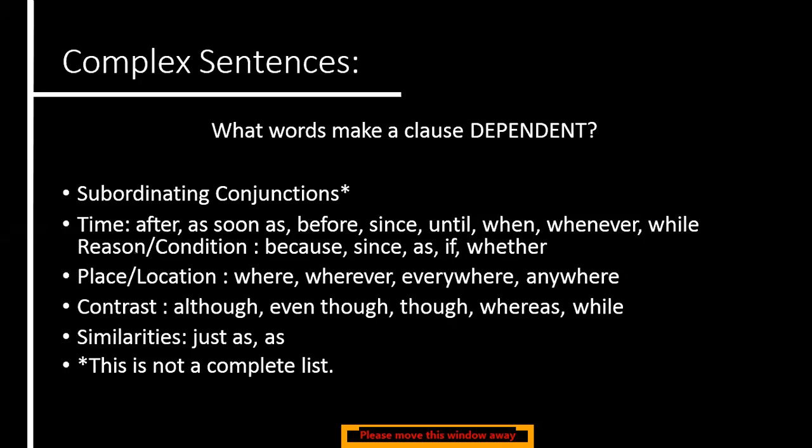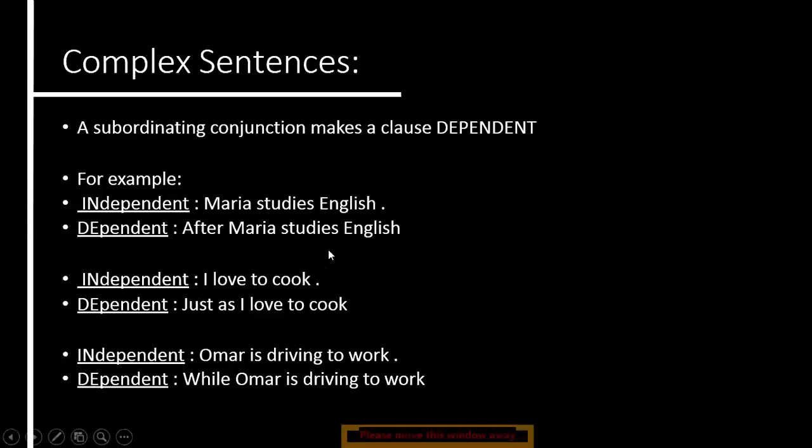Subordinating conjunctions are used to express time: after, as soon as, before, since, until, when, whenever, while. Reason and condition: because, since, as, if, whether. Place and location: where, wherever, everywhere, anywhere. Contrast: although, even though, whereas, while, and so on. Make sure you memorize them, please. Understand them very well. It is time for us to apply.